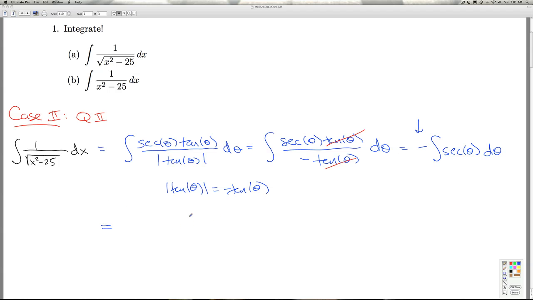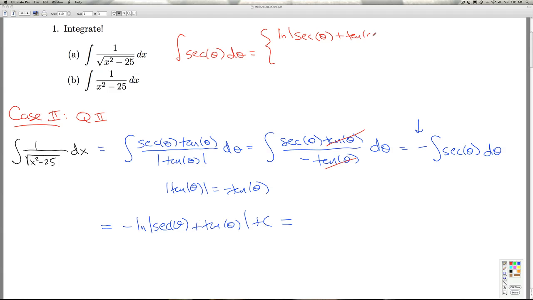And what's going to be different? Well, this would be negative natural log absolute value secant theta plus tangent theta plus c. But we know that there's another formula for integral secant. One of them is the natural log absolute value secant theta plus tangent theta plus c. And the other one is negative natural log absolute value secant theta minus tangent theta plus c.